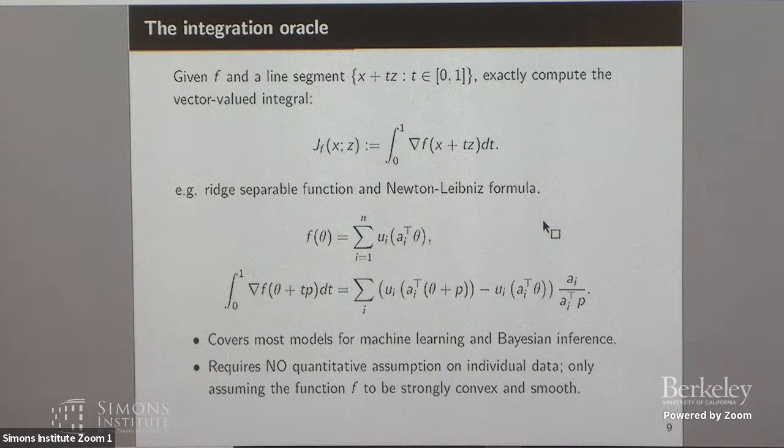It is important to note that our result only requires the availability of such an integration oracle. So if your function is written in this form, I don't care whether the individual a_i have a large norm or are mutually coherent or whatever. I just require this function to give this integration formula oracle, and it has to be strongly convex and smooth.